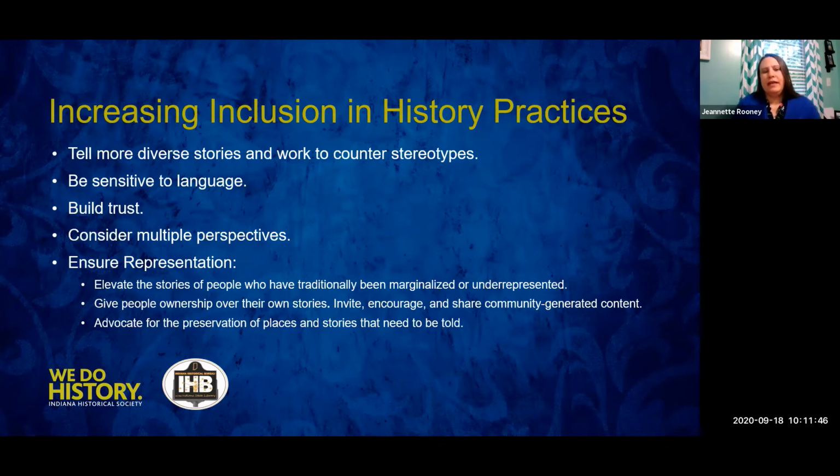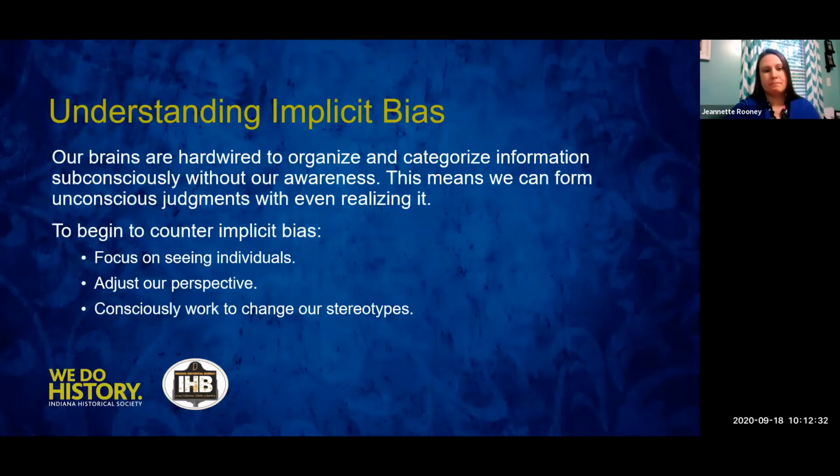So here are a few ways to engage these multiple perspectives and ensure representation and diversity and inclusion in local history. First, when doing history research or writing history narratives, whether in a publication, a blog, on social media, consider elevating the stories of people who have been traditionally marginalized or underrepresented. And you can also co-author works to give people ownership over their own stories. So invite, encourage, and share community-generated content. And then you know your county history best. You can advocate for the preservation of places and stories that really need to be told. Next slide.